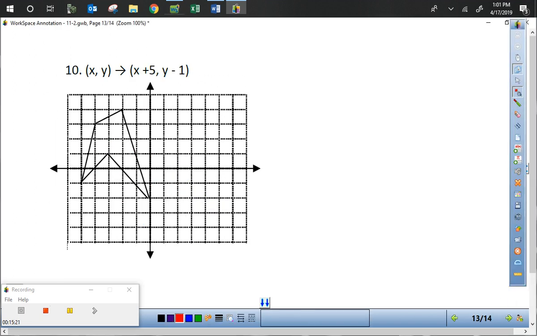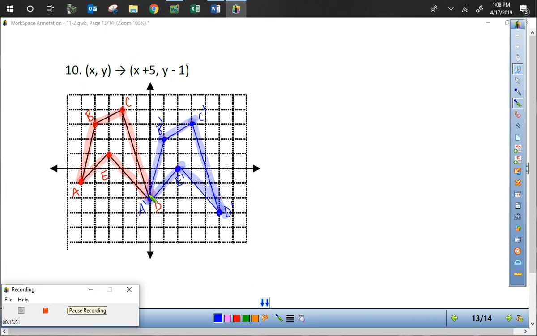Alright, same thing over here. We're going to put our points on there first. So A, B, C, D, and E. Okay. With that, I want you to pause the video, go ahead and highlight this shape, but then translate following that rule for me. You can check it when you're done.